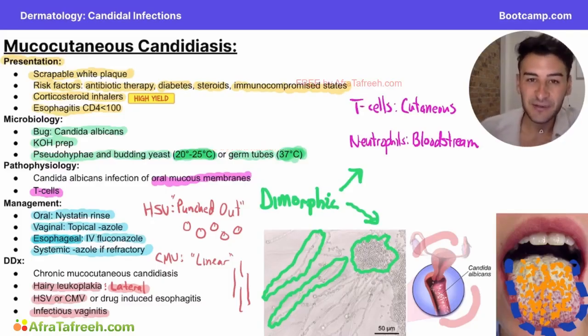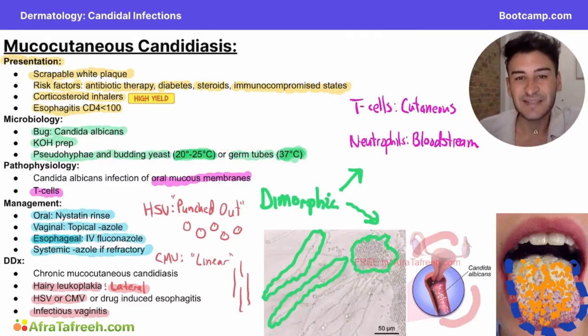However, in candidal vaginitis, it's going to be a thick, white, cottage cheese-like discharge. And that's going to be your dead giveaway that you're dealing with candidal vaginitis. And for that, we can give a topical azole.